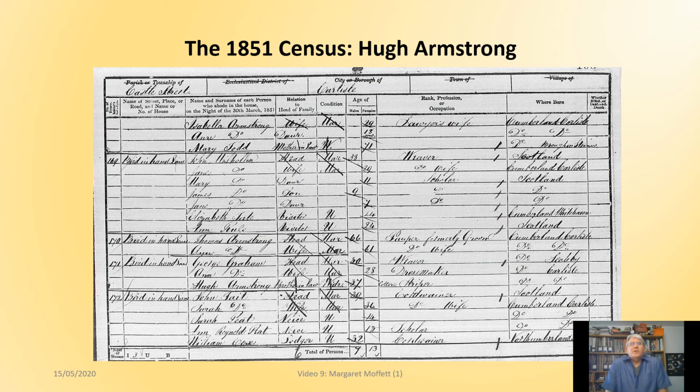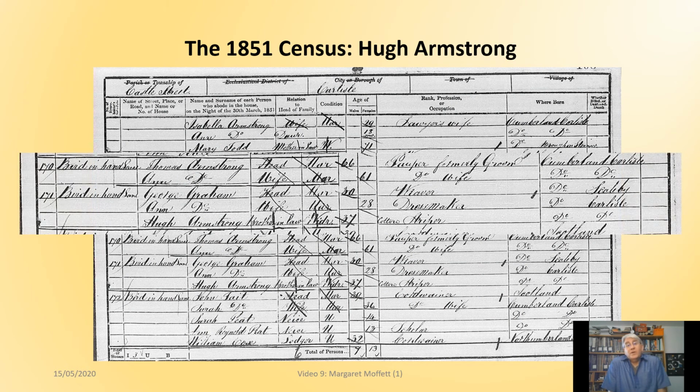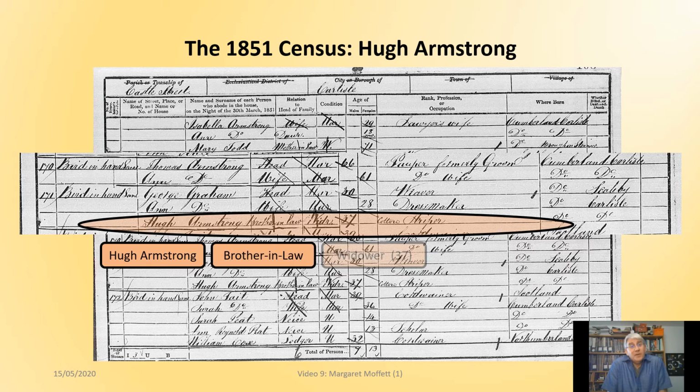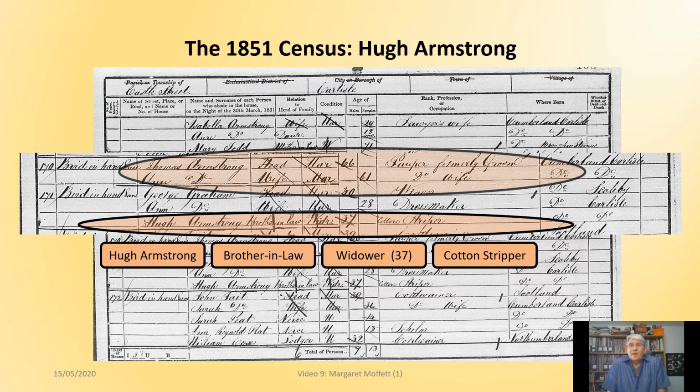In the 1851 census, we find only one Hugh Armstrong in Carlisle, and he is 37 years old, so born approximately 1814, and he's a cotton stripper, and he's a widower, and he's living in 171 Bird in the Hand Lane, Castle Street, with his brother-in-law George Graham, who's 30 and a weaver, and his wife Anne, 28, who's a dressmaker. This will be the same Hugh as in the 1841 census. And according to this census, brother and sister Hugh and Anne were born in Carlisle.